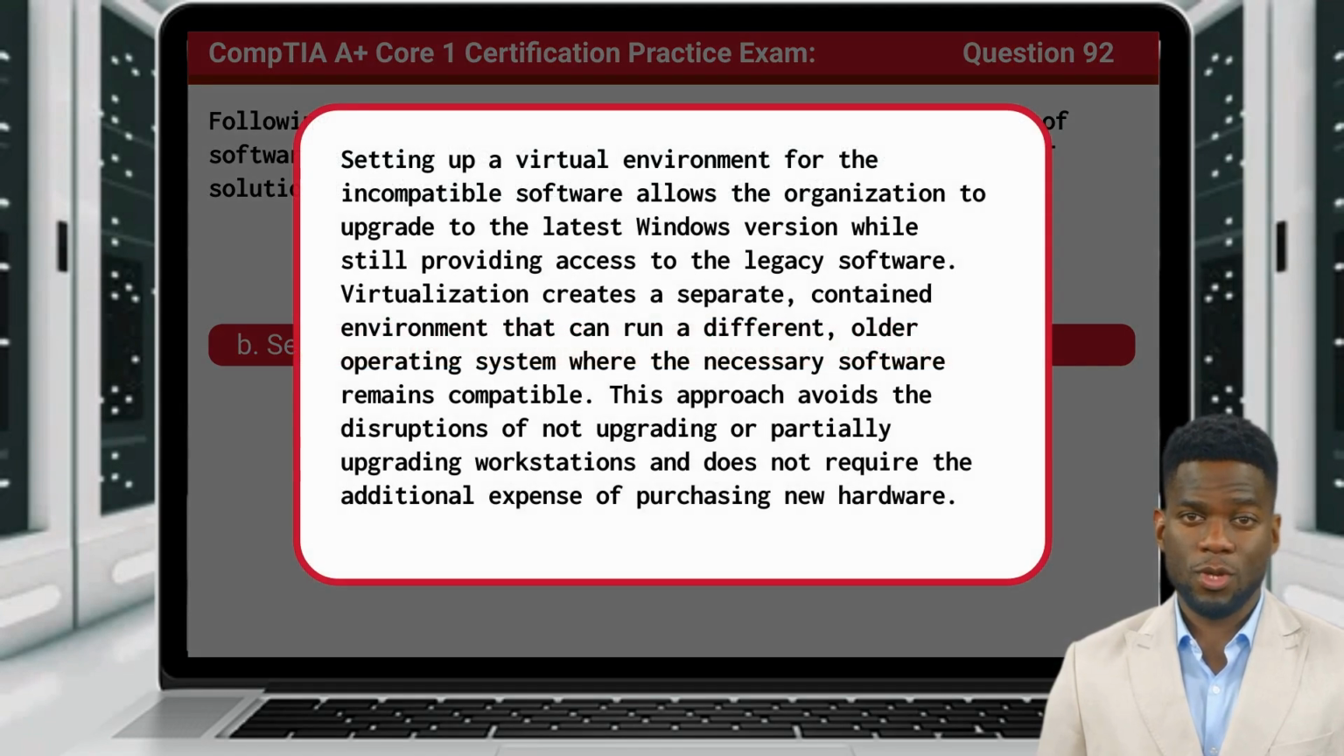Setting up a virtual environment for the incompatible software allows the organization to upgrade to the latest Windows version while still providing access to the legacy software. Virtualization creates a separate, contained environment that can run a different, older operating system where the necessary software remains compatible. This approach avoids the disruptions of not upgrading or partially upgrading workstations and does not require the additional expense of purchasing new hardware.